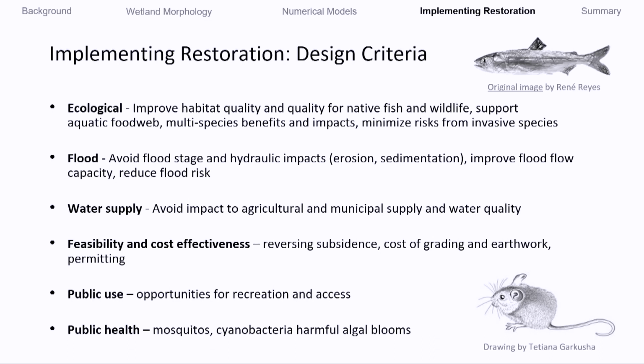And you have to think about the feasibility and cost effectiveness. Moving dirt is expensive. So how can you optimize that and consider dealing with the sites that are often subsided, and then getting the project permitted? In addition, you may have other goals related to public use opportunities, as well as public health considerations of avoiding algal blooms or concerns about mosquitoes.